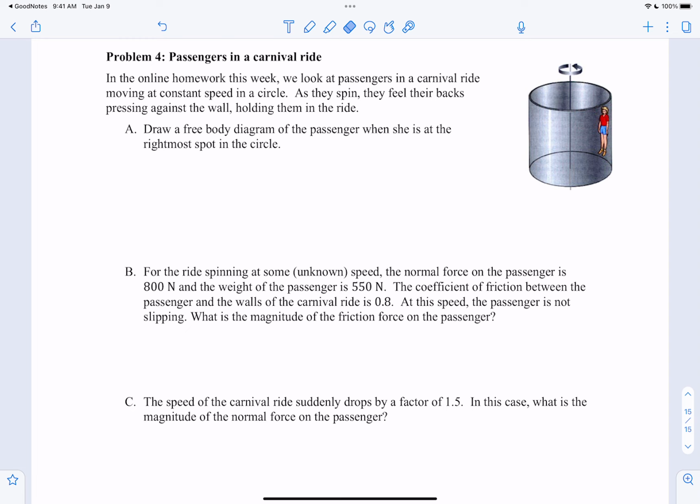So problem 4 says: in the online homework this week, we look at passengers in a carnival ride moving at constant speed in a circle. As they spin, they feel their backs pressing against the wall, holding them in the ride. For part A, we have to draw a free body diagram of the passenger when she's at the rightmost spot in the circle. So what forces do we have acting on the passenger in this case?